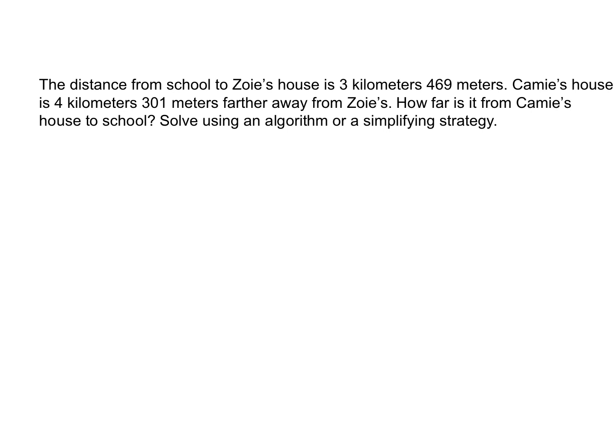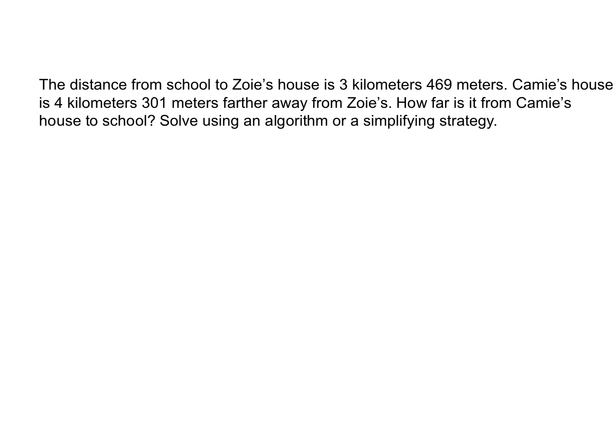If you feel like, oh, I got this, you go ahead and pause the video, do it yourself, and then come back. But I'm going to go ahead and solve it now. So let's see what we know here. We've got the distance from school to Zoe's house is 3 kilometers, 469 meters. Cammie's house is 4 kilometers, 301 meters farther away from Zoe's. How far is it from Cammie's house to school?